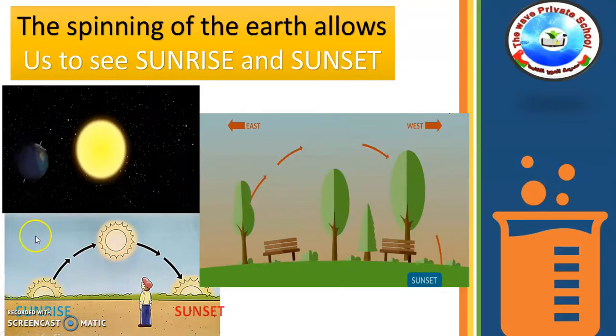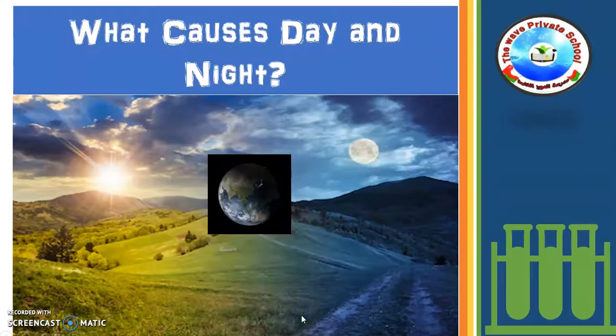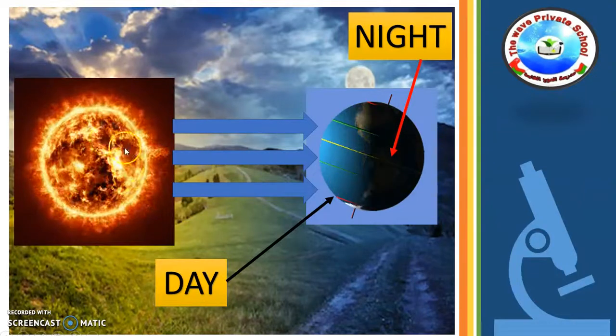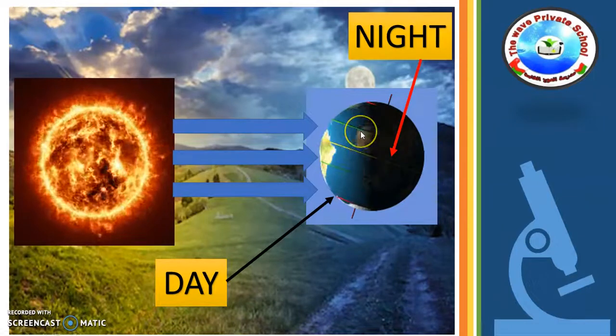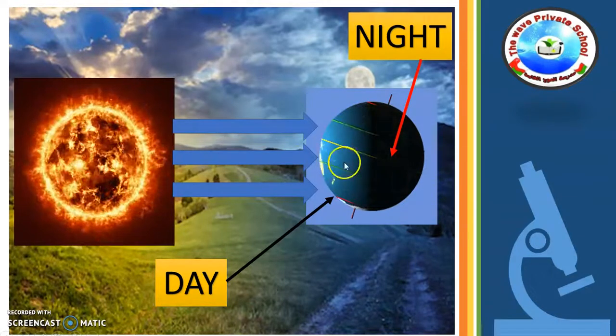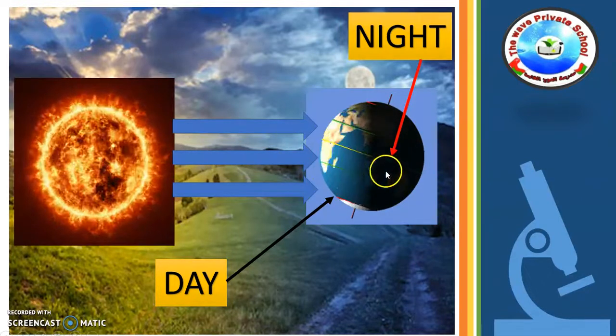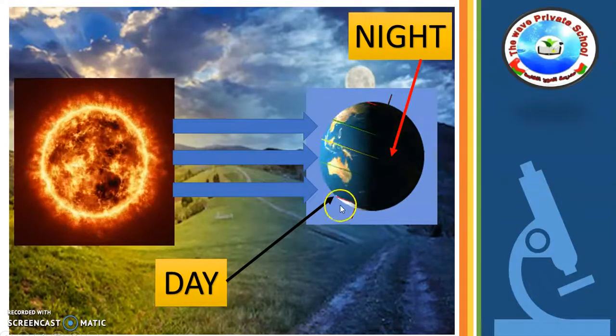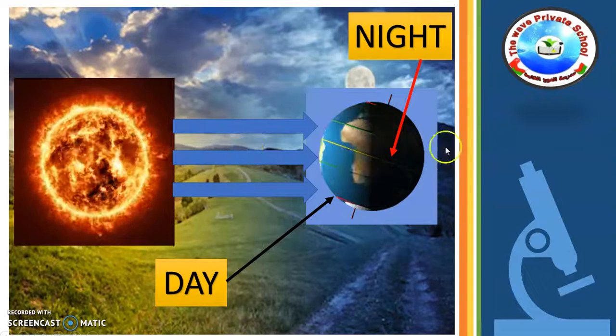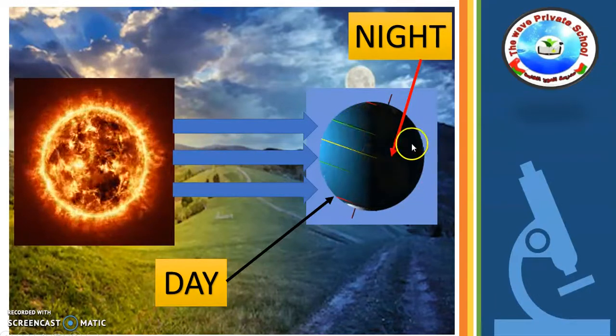But do you know what is the result of the spinning of the Earth? What causes day and night? Look at this one. This is the sun, and this is the Earth. Once the Earth is spinning, you have to observe this area of the Earth that is facing the sun and the part of the Earth that is away from the sun.